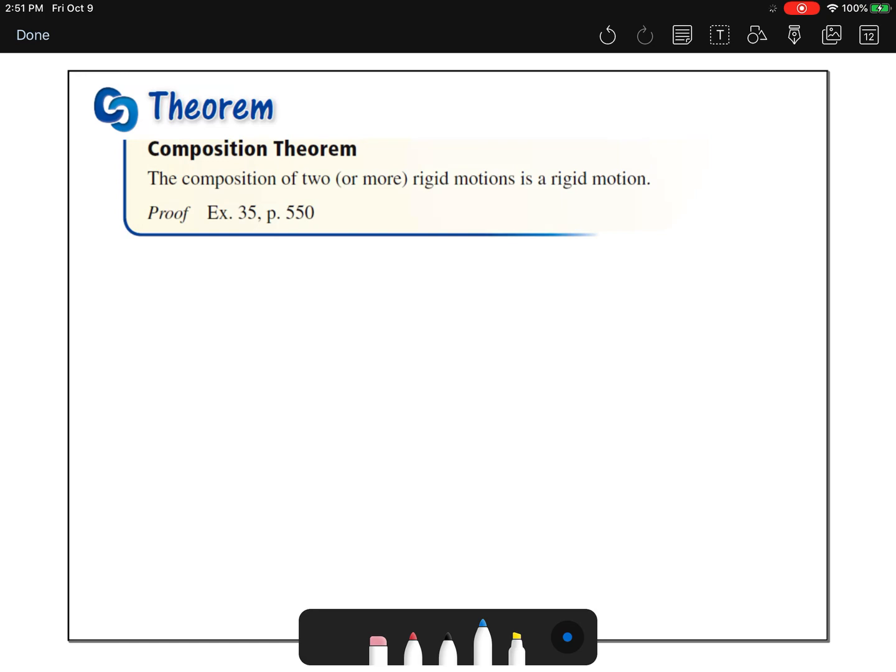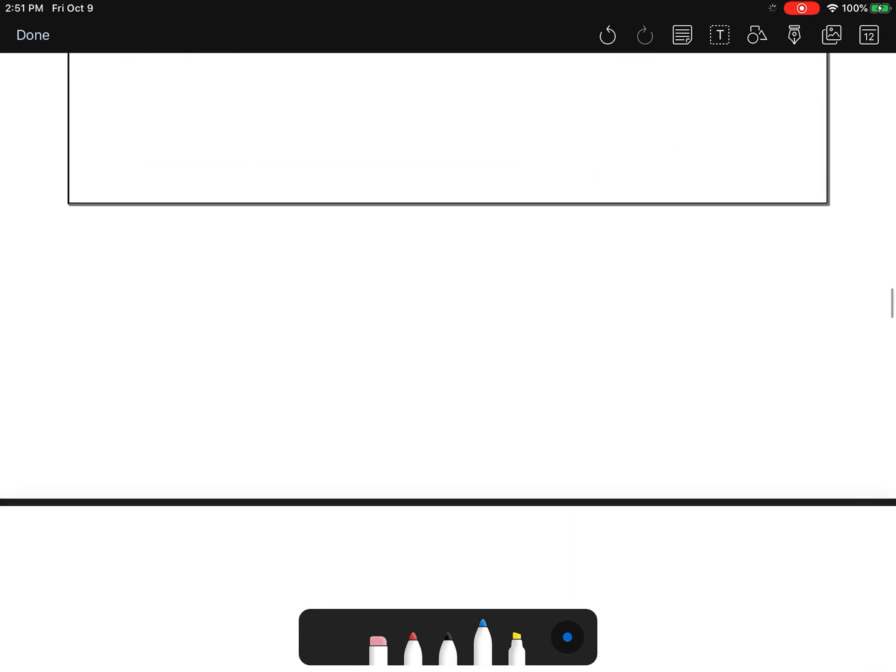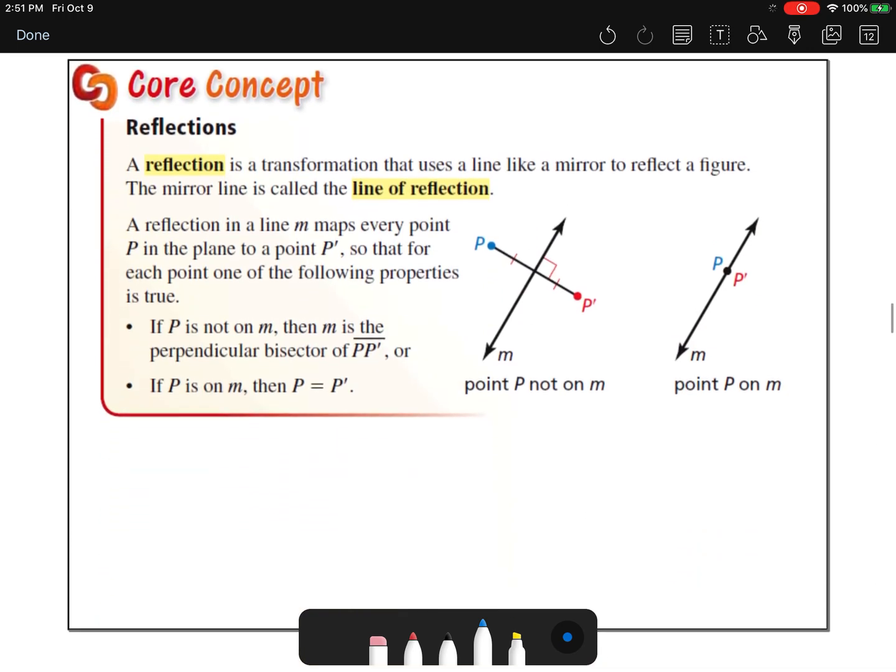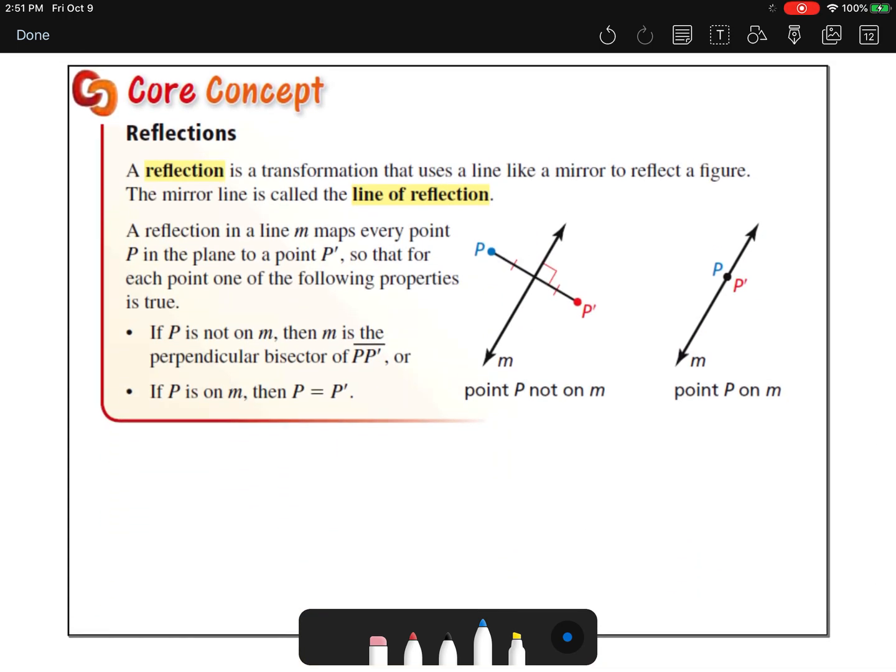Now, 2 or more rigid motions is a rigid motion, which means we could do 2 of those, but that would mean that it would still be a rigid motion. It would still be the same size and shape. It may not look the same direction-wise, but it would be the same shape and size.